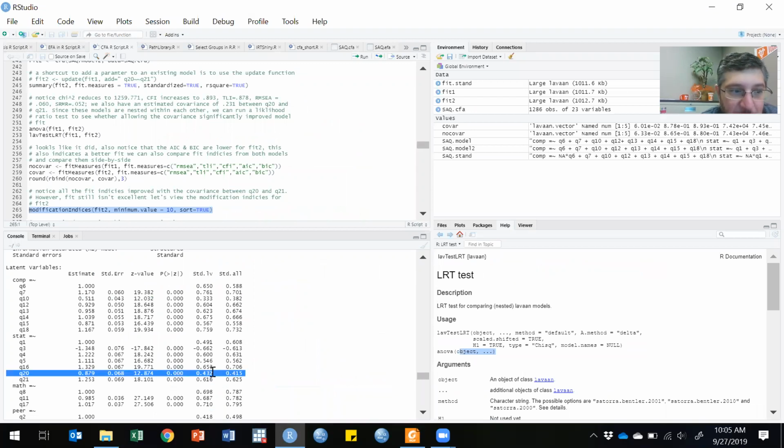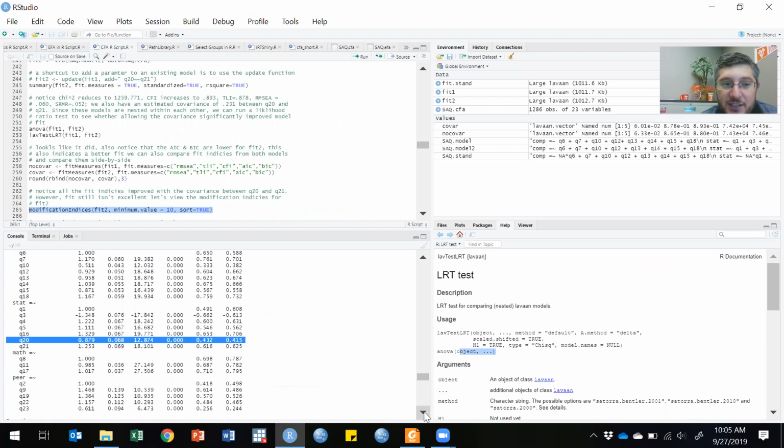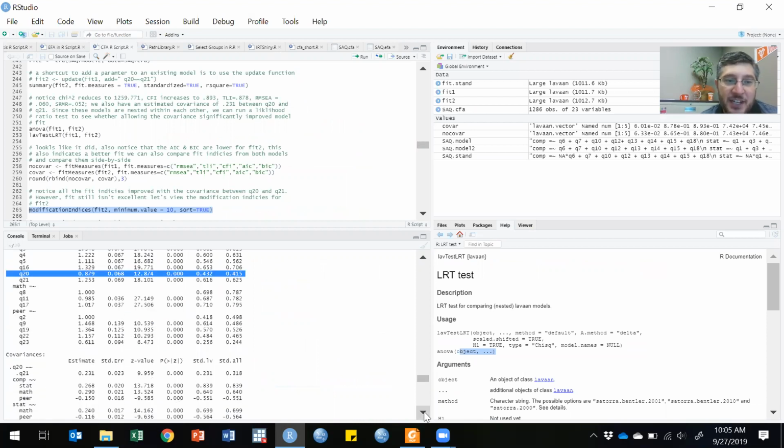Question 20 on stat fear is low, but not too bad. Everything in the math fear loads pretty highly. Look at question 23 here. It's got a pretty low factor loading, right?